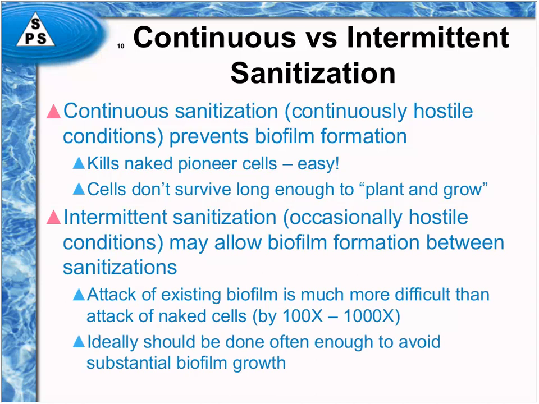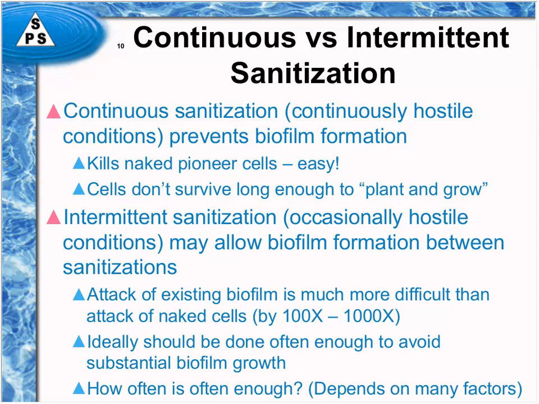Ideally, with intermittent sanitization, you should do it as often as you can afford to. And that way, whenever you do it often, you don't have much biofilm that grows up in the meantime, so the biofilm's thin and relatively easily attacked by the chemicals. Once it gets thick, it becomes very, very difficult. The big burning question is, how often is often enough for this intermittency, and that depends on many factors, and we'll talk about some of those factors. But generally speaking, the more often you do it, the more effective it's going to be.